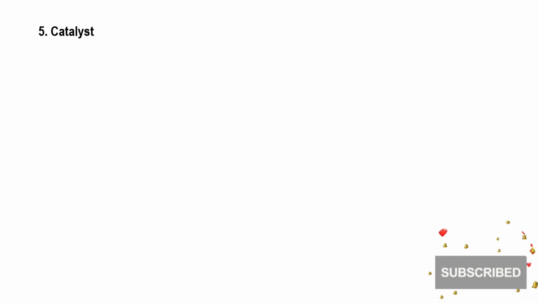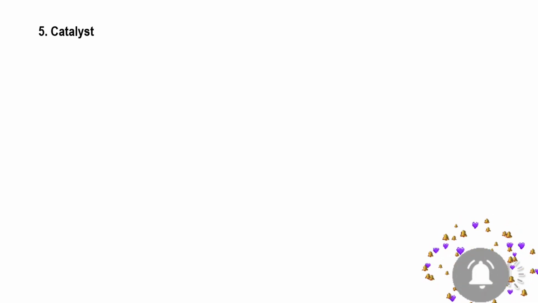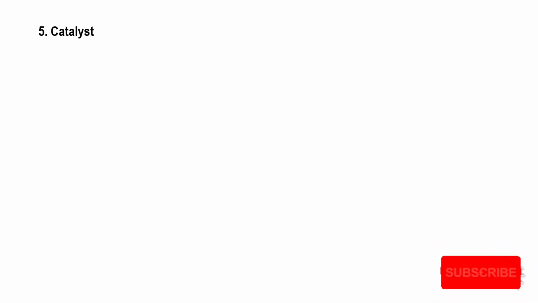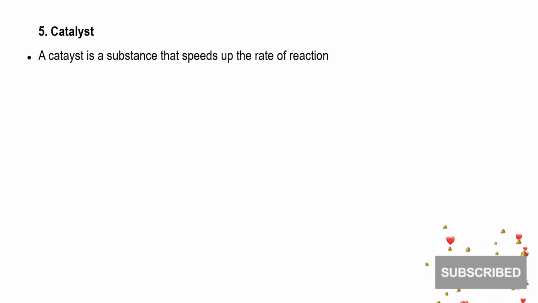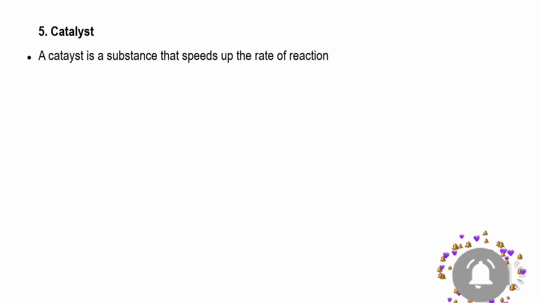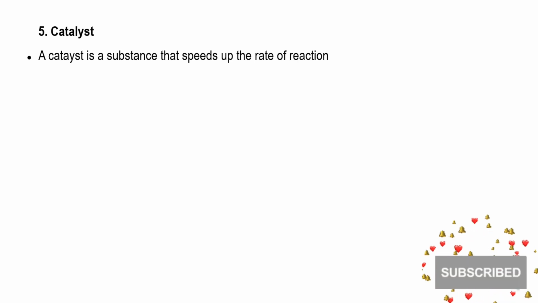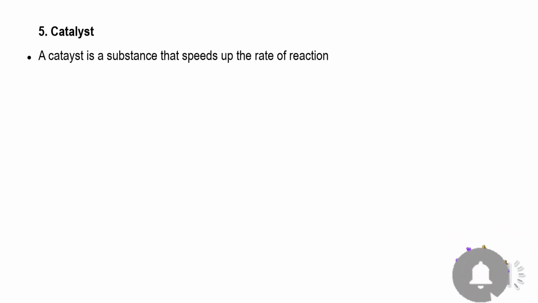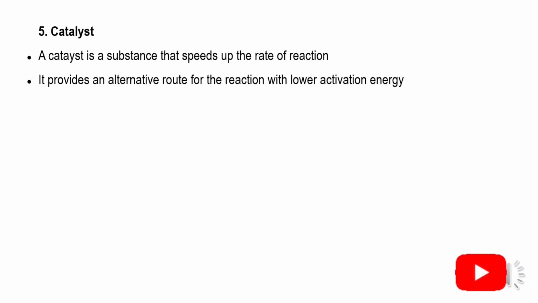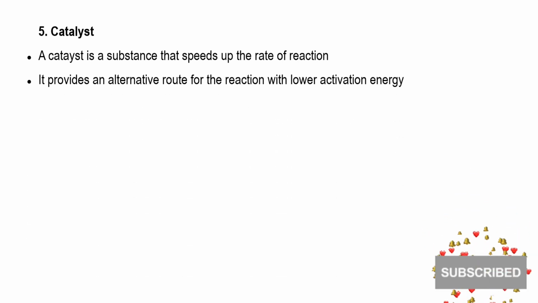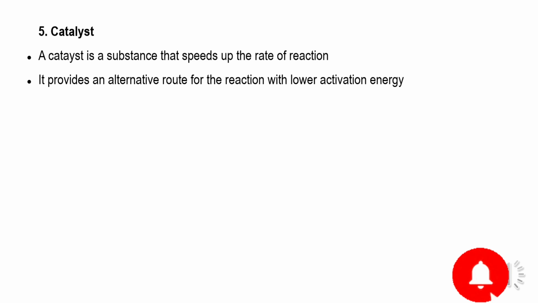Catalyst also affects the rate of reaction. By definition, a catalyst is a substance that speeds up the rate of reaction. As it speeds up the rate of reaction, it provides an alternative route for the reaction with lower energy.